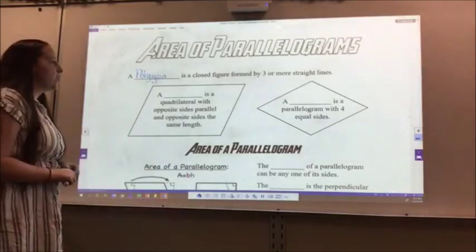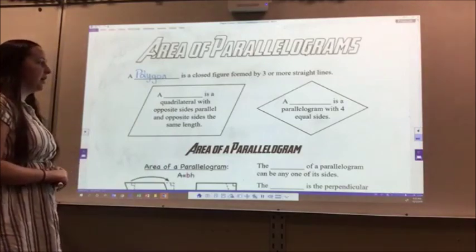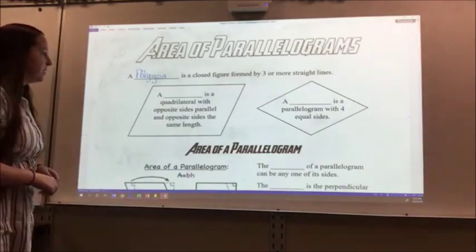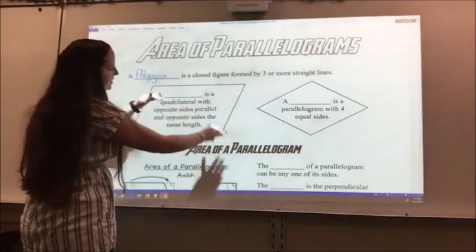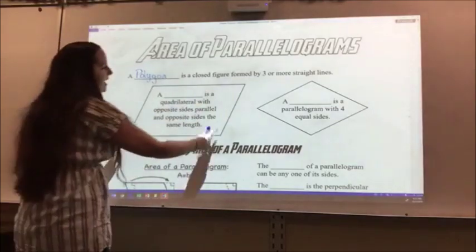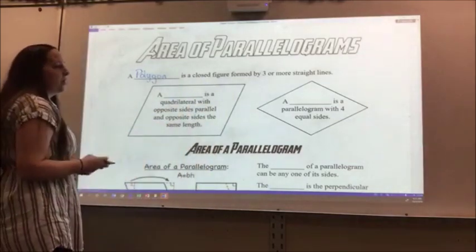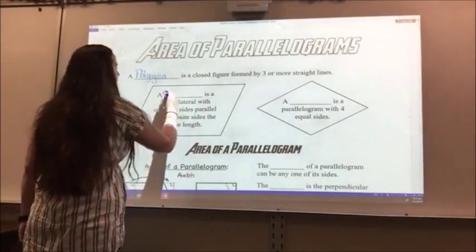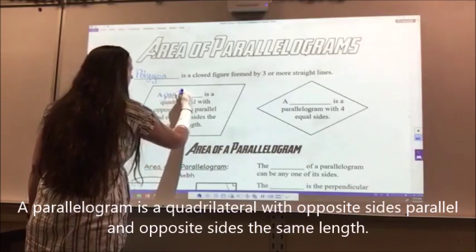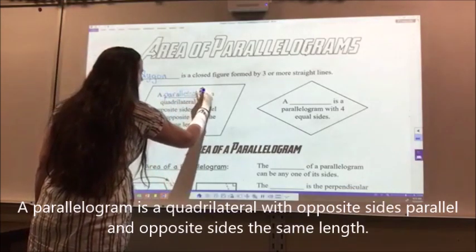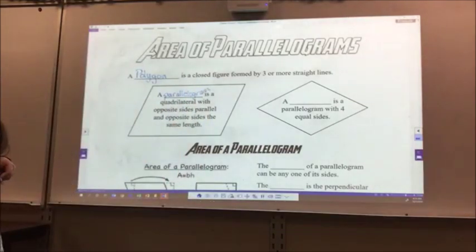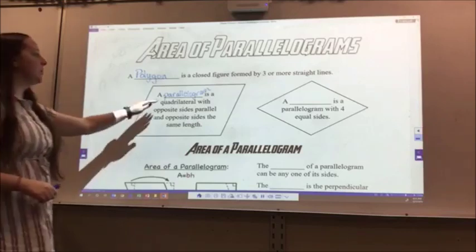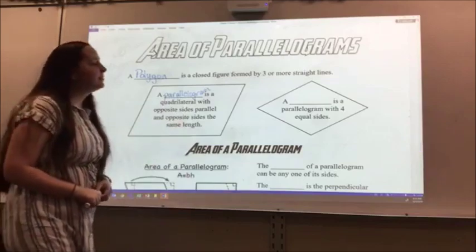A blank is a quadrilateral with opposite sides parallel and opposite sides the same length. So you can see these opposite sides are parallel to each other. They never cross. Same with these. Okay? And they're the same length. Okay, in that blank, you're going to write parallelogram. So a parallelogram is a quadrilateral with opposite sides parallel and opposite sides the same length. Okay? So you remember parallel sides.